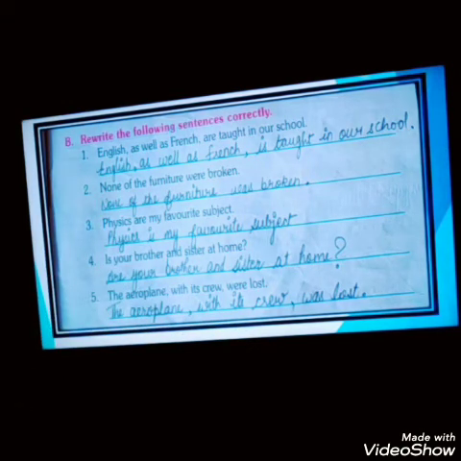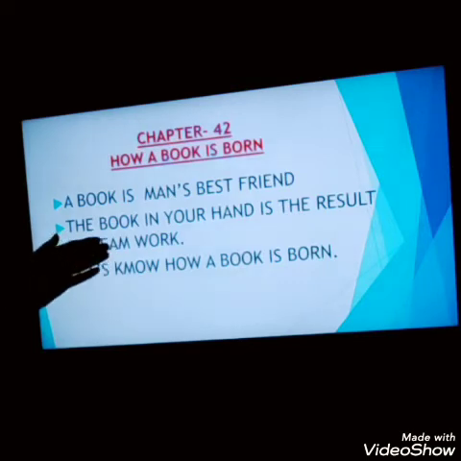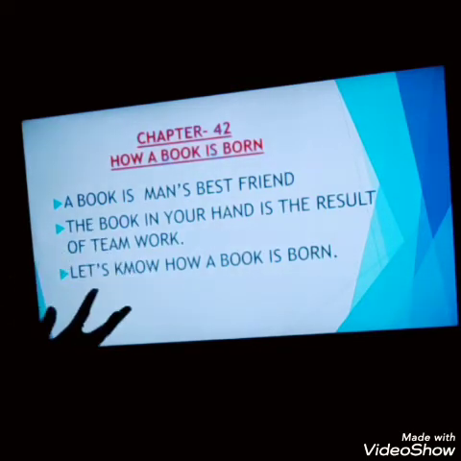Okay, now let's come to chapter number 42, how a book is born. A book is a man's best friend. It's a very famous saying. A book is a man's best friend. The book in your hand is the result of teamwork. It is not a thing that is made easily by the effort of one person only.